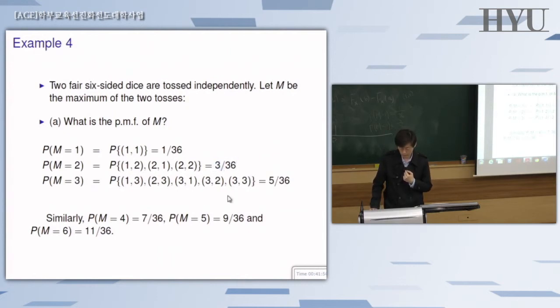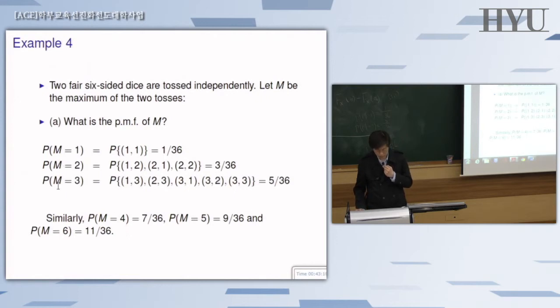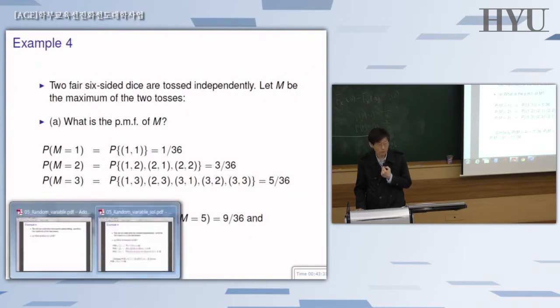So we did it up to here. Then if you continue with the case M equals 3, it's either (1, 3), (2, 3), (3, 3), (3, 1), or (3, 2). That's 5 out of 36. I omitted those details for the last 3, but you can check them and the answer should be the same if you do it correctly. It only shows up to the first 3, and then it becomes more tedious because the number of possible cases increases to 7, 9, and 11 for the last one.